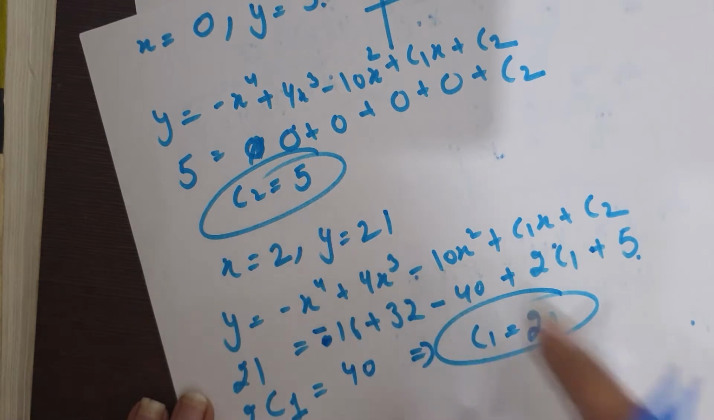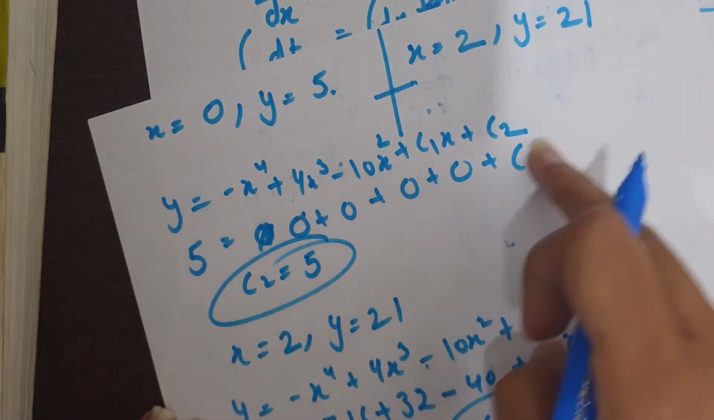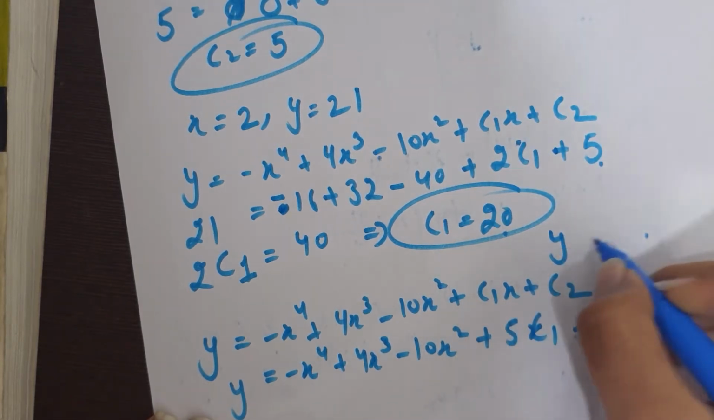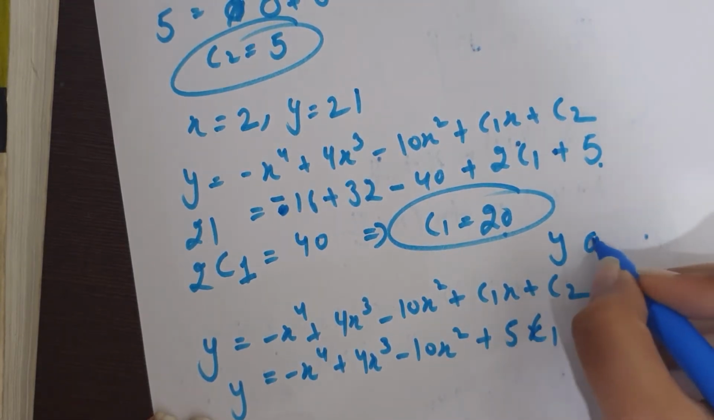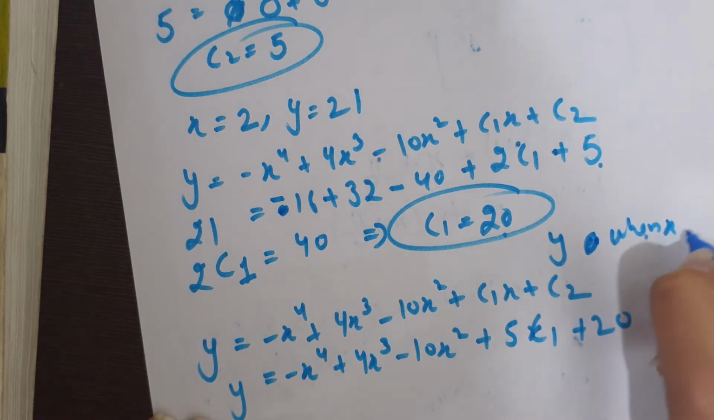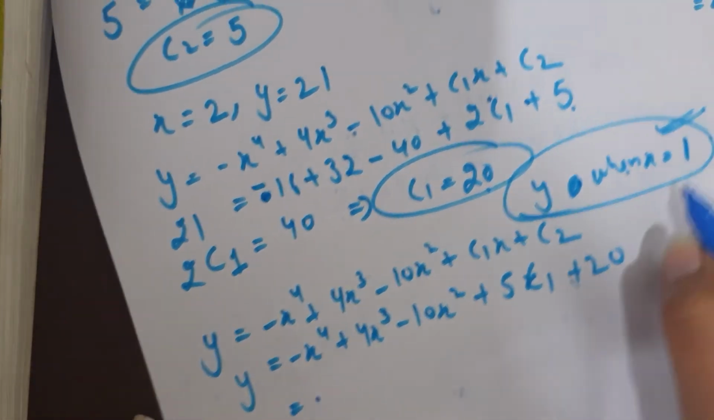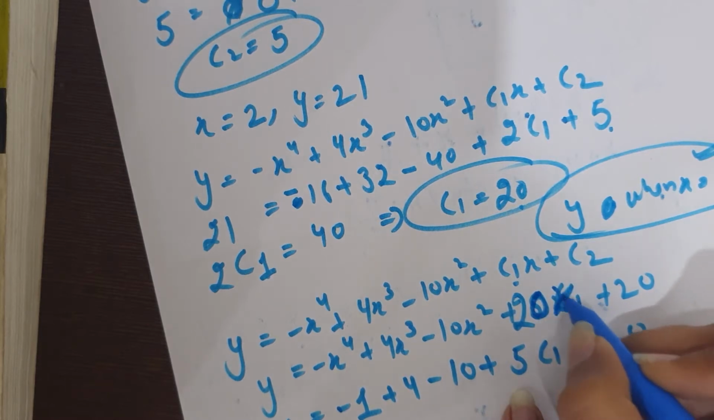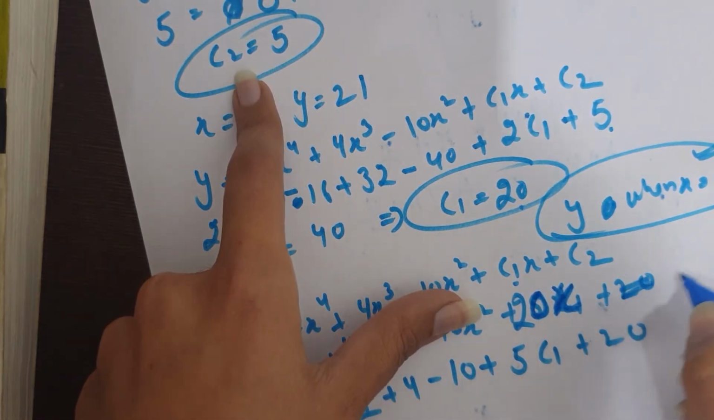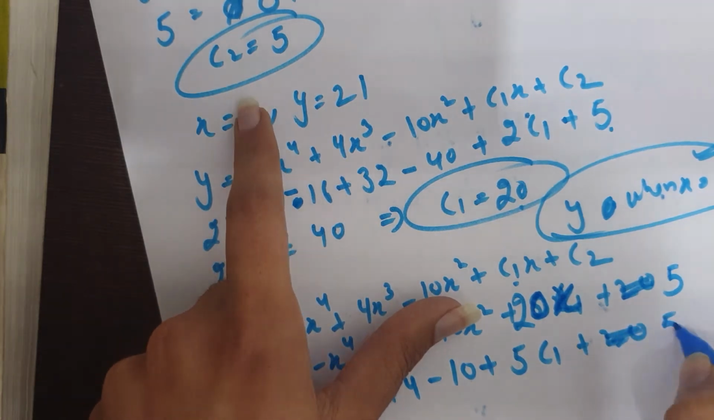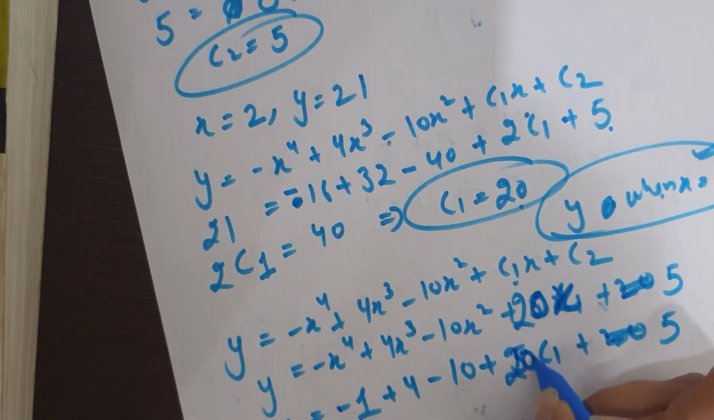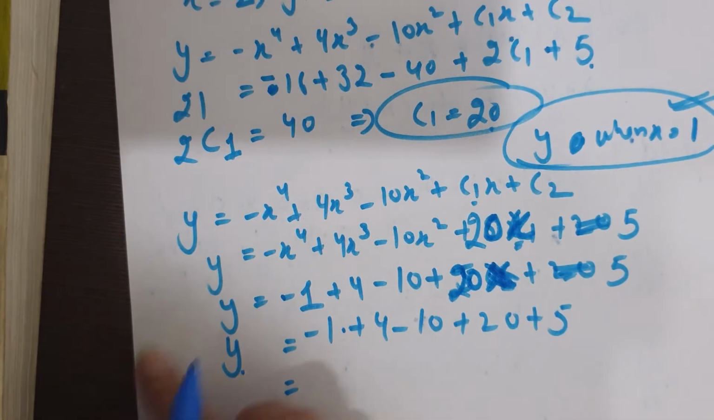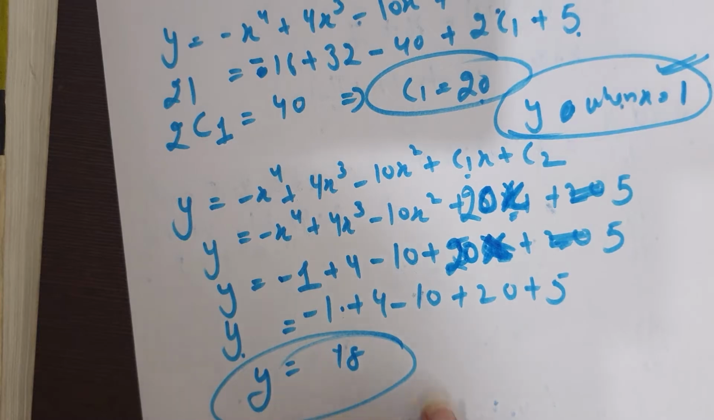Now we get c1 c2 value. Now substitute it in this equation, and we are asked about value of y when x is equal to 1. If we put x is equal to 1, here c1 is 20, this is 20x, and c2 is 5, so this is 5, here 5, here 20, this x is 1. So now solve this, you will get y value. Y comes out to be 18.